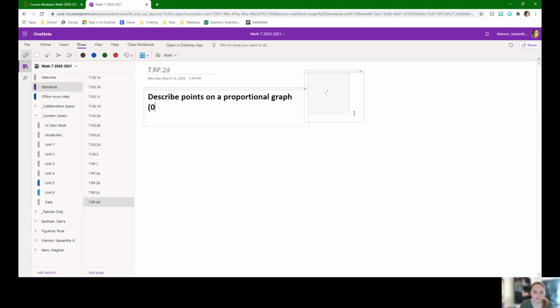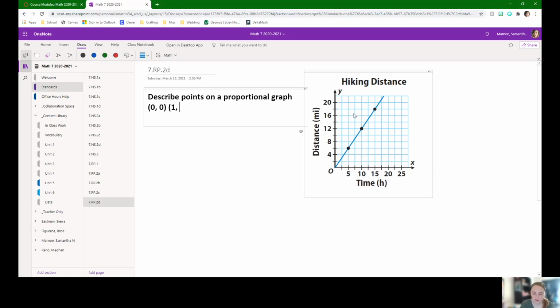We want to be able to describe the point 0, 0, and we also want to describe the point 1, comma, r. So this r is actually going to be the unit rate. So maybe we should actually even call it k, because that's what we used to do in class. So we're talking about 0, 0, and 1, k. Just as a reminder, when we are writing our points, they go x, comma, y.